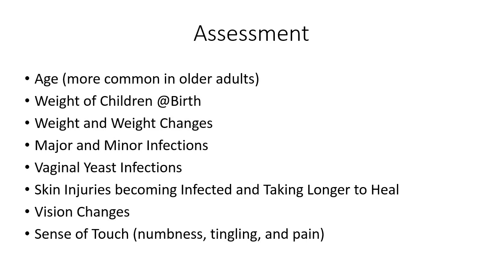So for an assessment, you're going to look at the patient and figure out their age. Again, type 2 diabetes affects more older adults, so that puts them into play. Look at the weight of children at birth. Women who have children who weigh more tend to develop type 2 diabetes later on in life. The weight and weight changes: some patients will actually go up and down severely as they're in the beginning stages of diabetes.